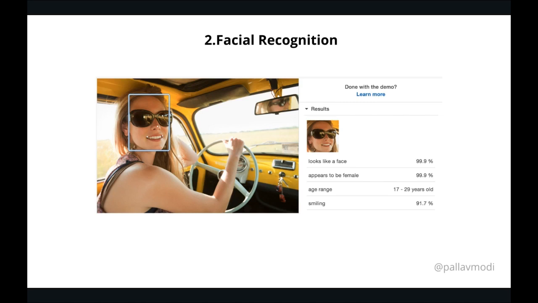Now the second we talk about is facial recognition, where the machine is able to give a complete analysis of facial attributes including confidence score, right? So in this case we see that it says it looks like a face, it appears to be female, the age range is between 17 to 29 and the lady is smiling. Right now if you see there are only four, but I can tell you we can pull out at least very easily 17 points through this facial analysis.